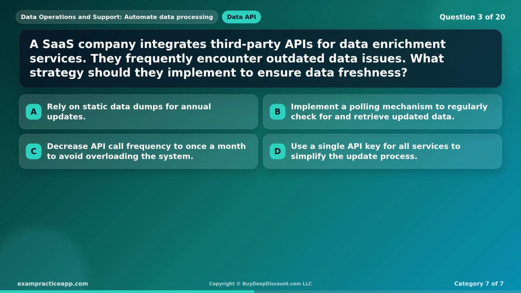Take a moment to choose your answer. The correct answer is option B. Implement a polling mechanism to regularly check for and retrieve updated data.